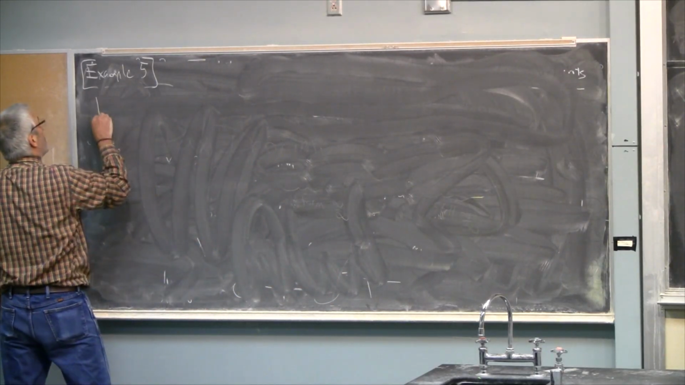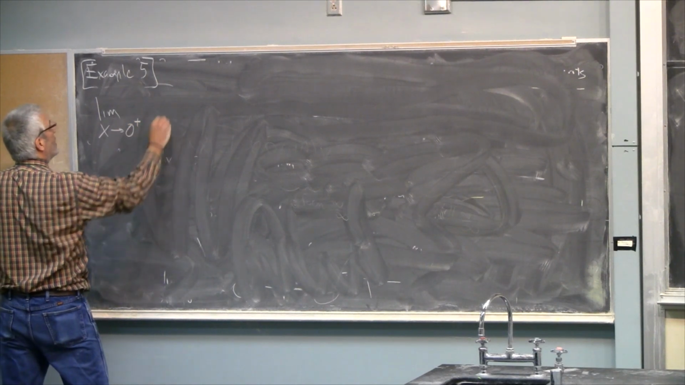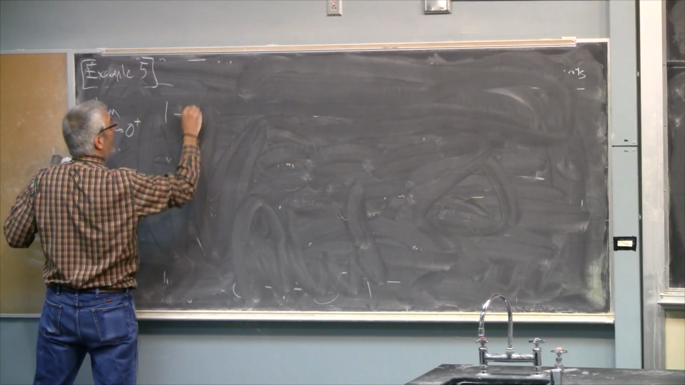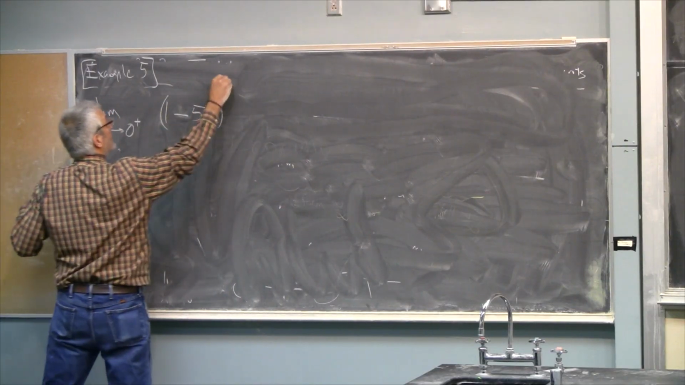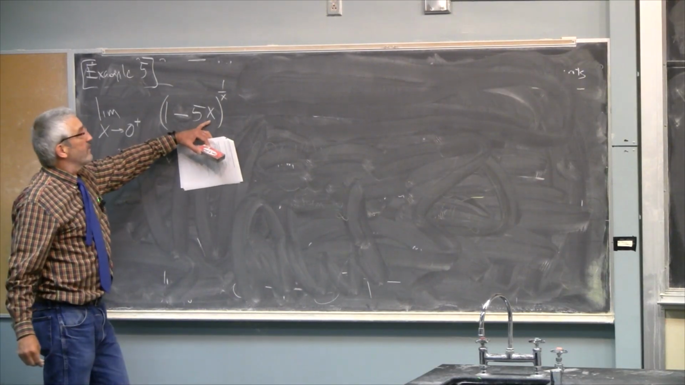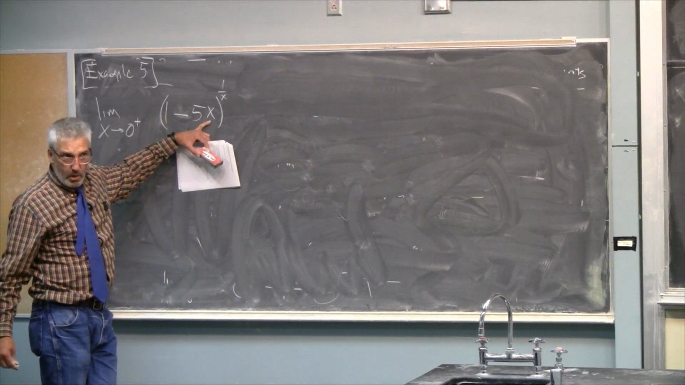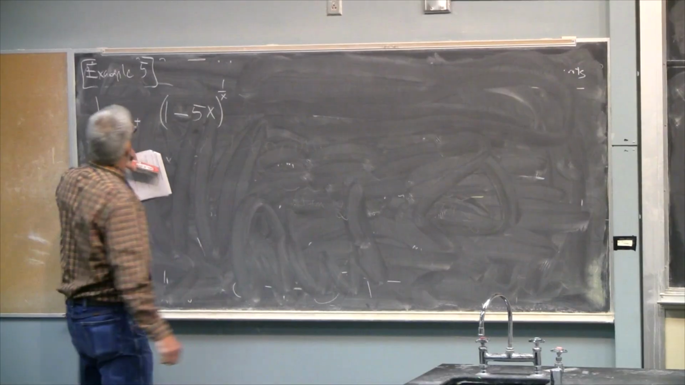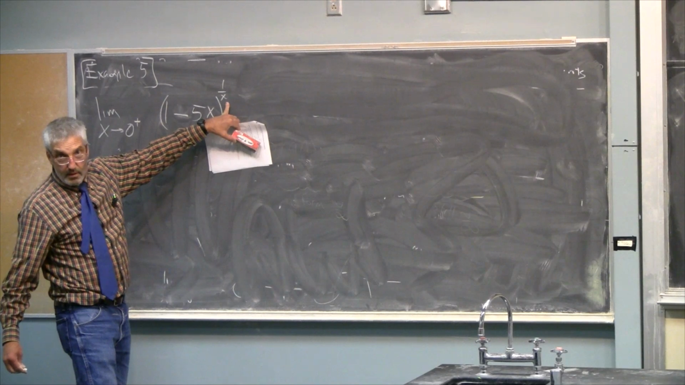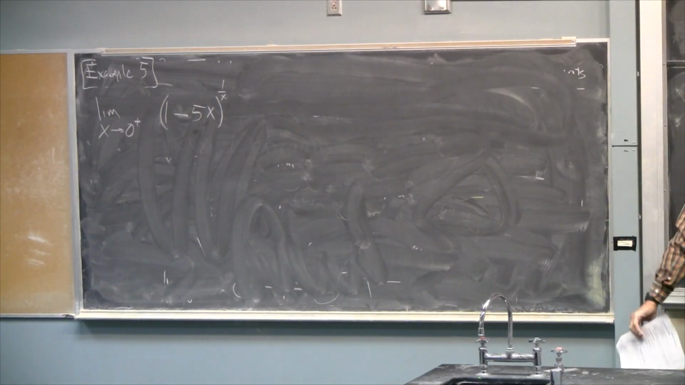Okay, the limit as x approaches 0 from the right of 1 minus 5x raised to the 1 over x power. Now notice when x is getting closer and closer to 0, the base is getting closer and closer to the number 1. But when x is getting closer and closer to 0, 1 over x is getting more and more positive because x is a positive number. So this is indeterminate form.